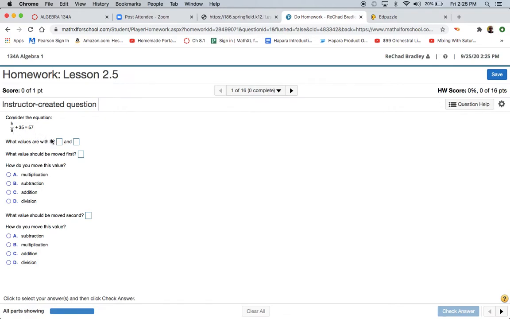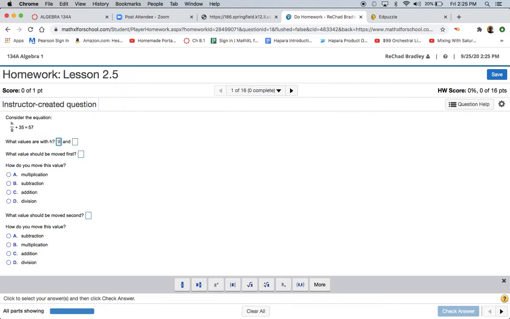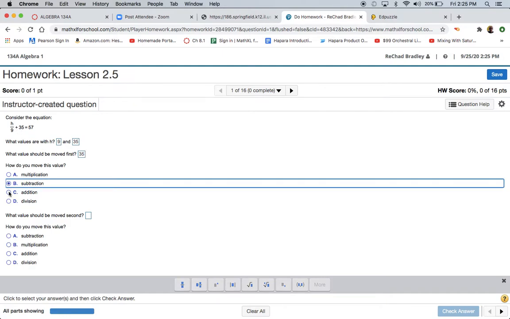The values with H are 9 and 35. Again, I'm using tab to kind of move that. The value that should be moved first, again, is the weaker. You have addition, you have division. Addition is weaker, so 35 should be going first. The way you move a plus 35 is by subtracting it. The value that should be moved second is the 9.